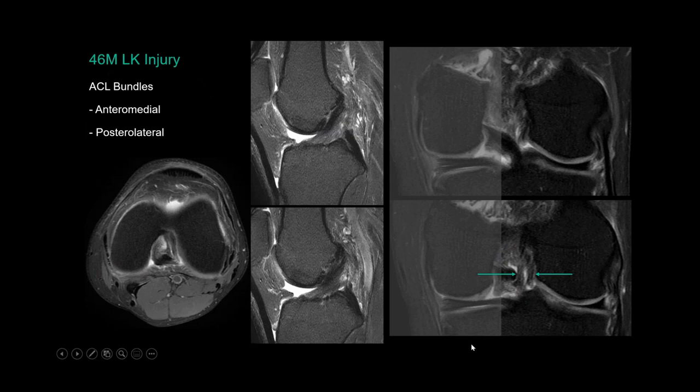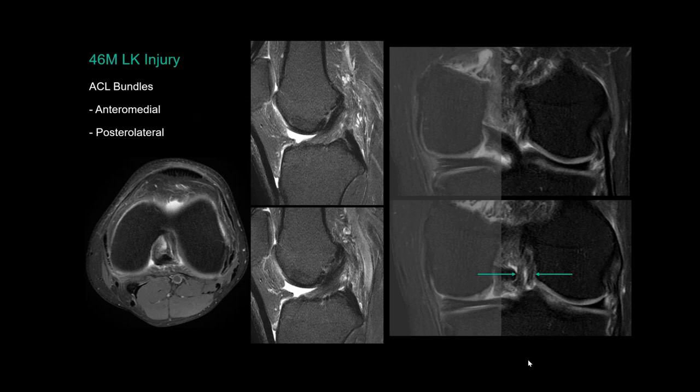So let's talk about the bundles. The ACL has two bundles, the anteromedial and the posterolateral, and sometimes they can be separated in this case, or they can be torn individually. So you need to be cognizant of that.